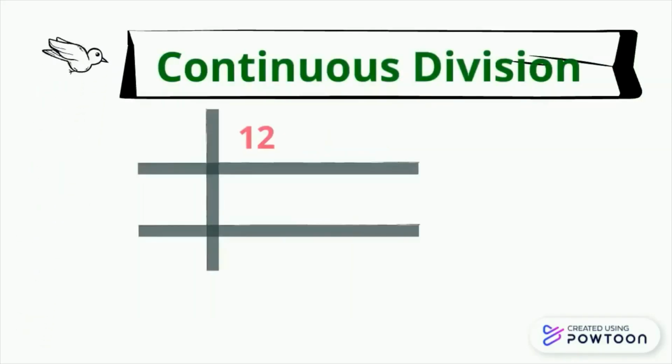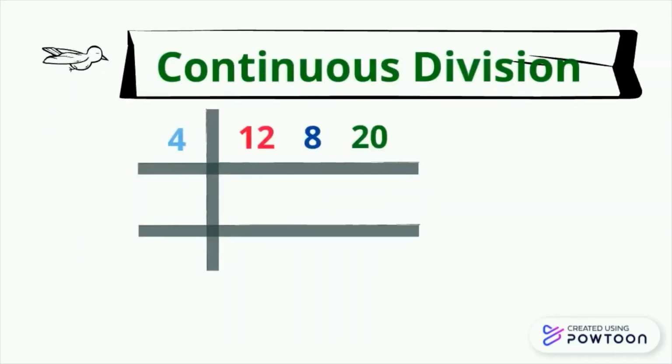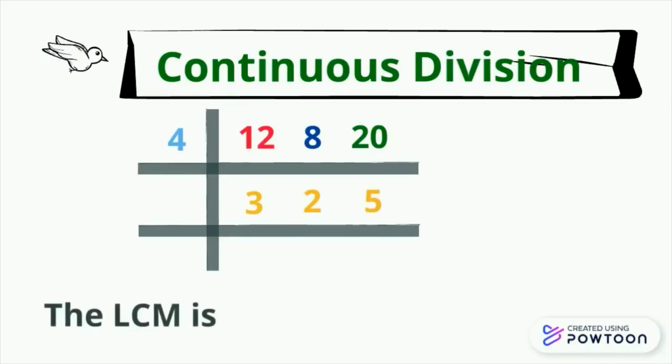As we divide 12 by 4, we have 3. 8 by 4 is 2. 20 by 4 is 5. Observe that there are no divisibility numbers for 3, 2, and 5. Therefore, we are to multiply all that by 4. As we do, the result is 120.